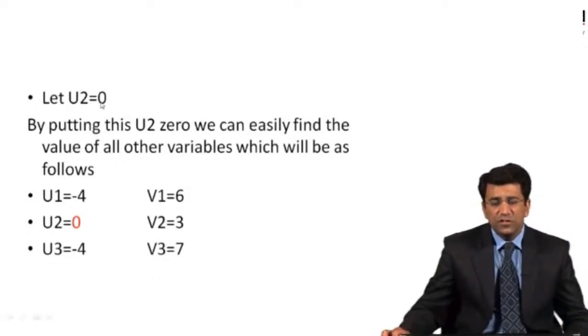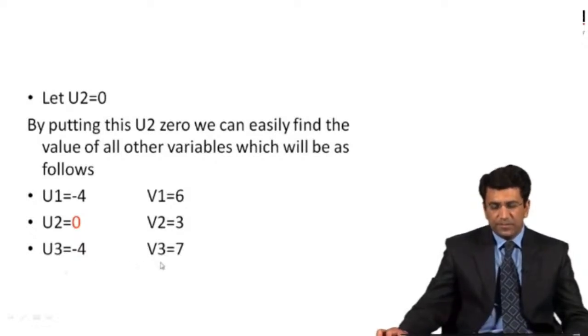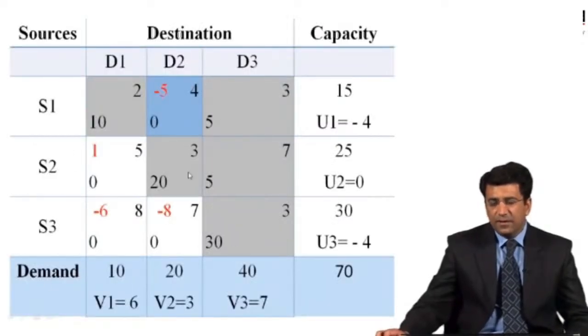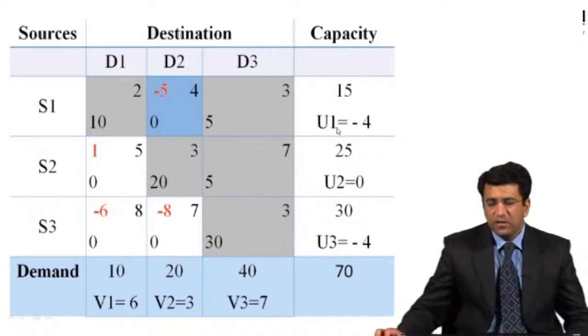If we put u2 is equal to 0 in these equations, we can find out the values of the different variables, that is u1 is equal to -4, v1 is equal to 6, u2 is equal to 0, v2 is equal to 3, u3 is -4, and v3 is equal to 7. So class, again we have written those values of the different variables here in the particular cells, that is u1 is equal to -4, u2 is equal to 0, u3 is equal to -4, v1 6, v2 3, and v3 is equal to 7.